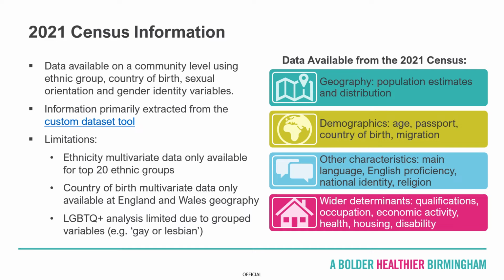We could get a really good understanding of the different demographic characteristics such as the age, the country of birth, the migration status of a lot of our communities. There were some of those other characteristics that we could also summarise from the census, including someone's English proficiency, their main language, their national identity, or their faith and religious belief.